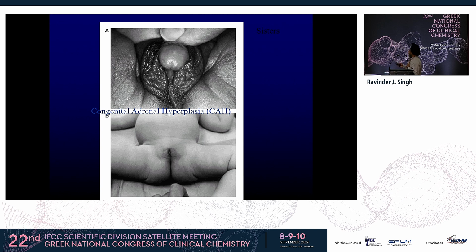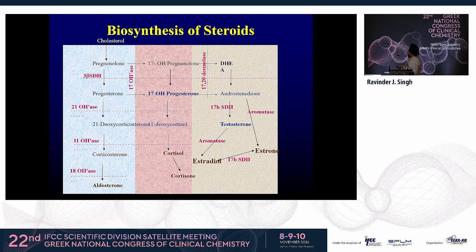Here a girl is born to a mother where she has male genitalia, but in the next pregnancy, the mother was treated with dexamethasone and then a normal baby was born. For patients who have 21-hydroxylase deficiency, we use 17-hydroxyprogesterone as a surrogate biomarker. But if you want to improve the specificity, you can add androstenedione and then divide it by cortisol in order to decrease the false positives.